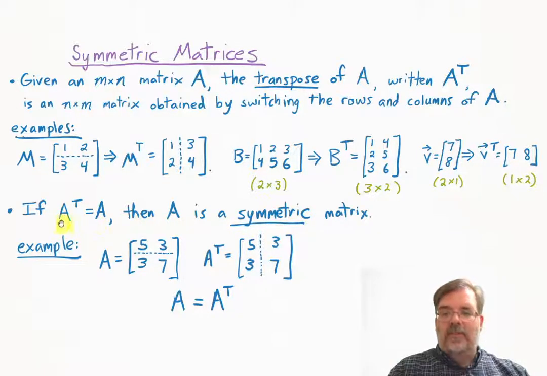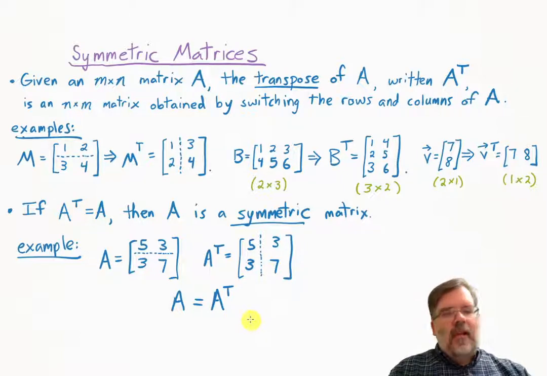Right, the reason we talk about transposes is because we want to talk about this idea of a symmetric matrix. If A transpose is equal to the original matrix A, then we call A symmetric. So for example, let's say we have the matrix A, which is 5, 3, 3, 7. A transpose, right, this row 5, 3 becomes this column 5, 3, and this row 3, 7 becomes this column 3, 7, but the matrix looks exactly the same, 5, 3, 3, 7. So in this case, A is equal to A transpose, and so we say that A is symmetric.